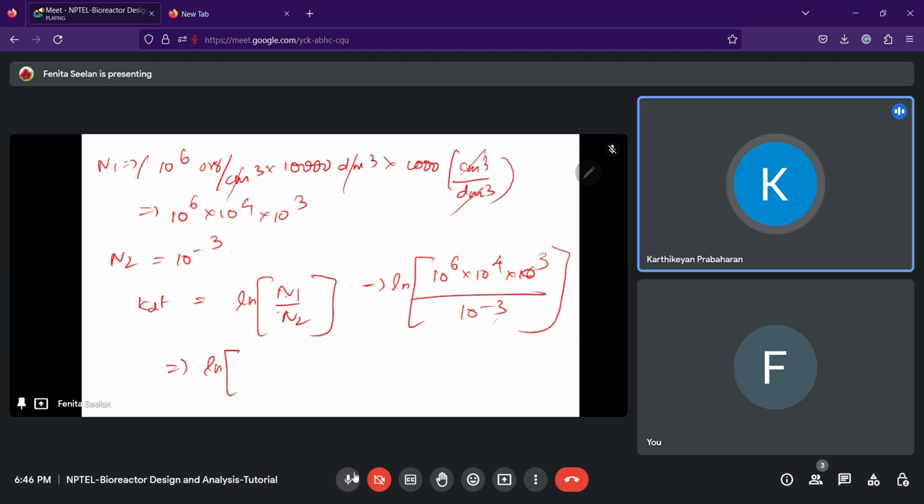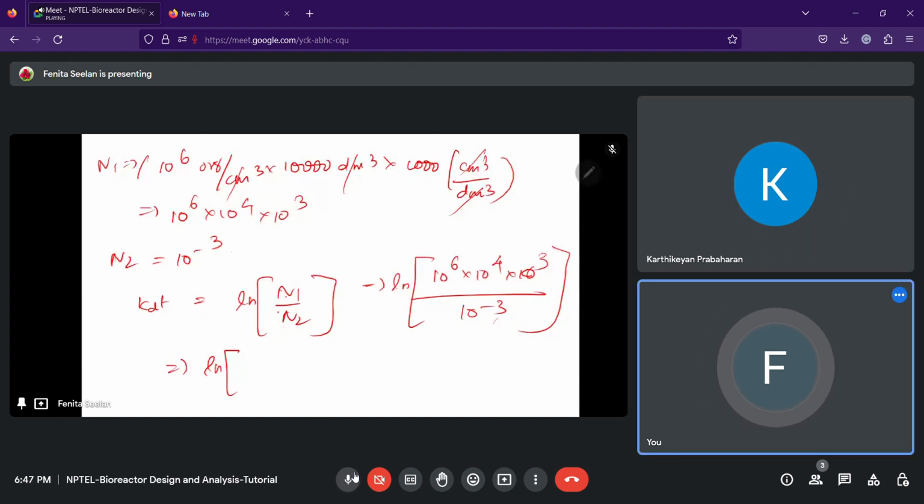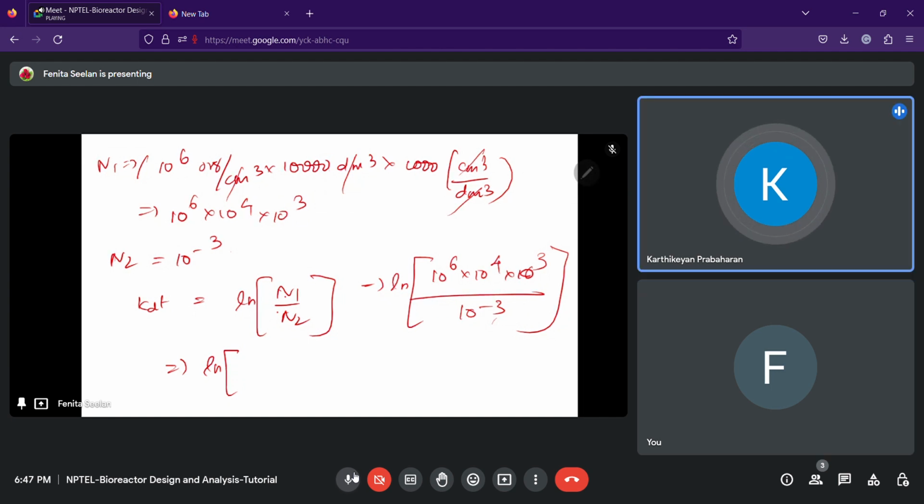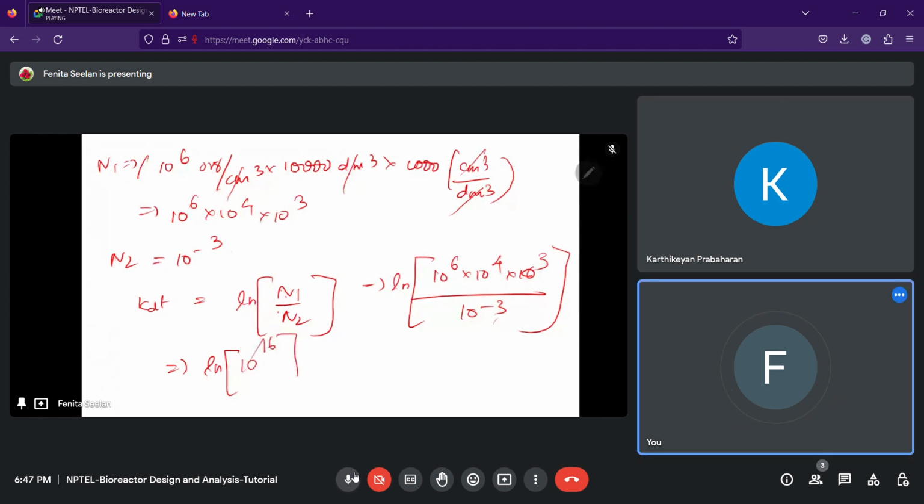Ma'am, it will be ln 10 power 16. Yeah, we can keep it as 10 power 16. The ln of 10 power 16 is 36.8, yeah, 46.8. So this is your del factor when you scale up your reactor.